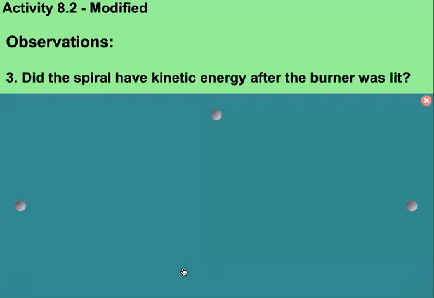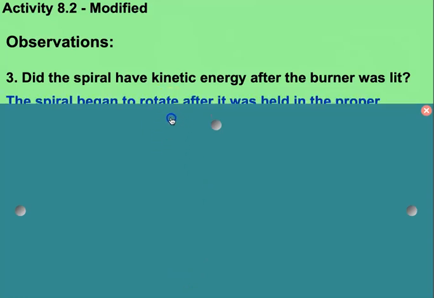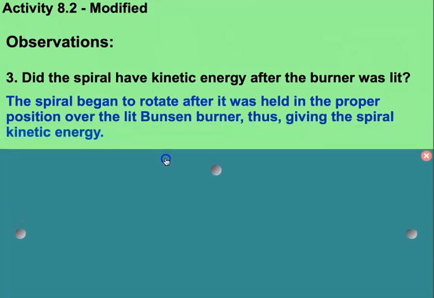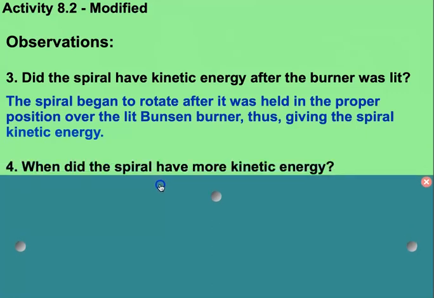Did the spiral have kinetic energy after the Bunsen burner was lit? Well, that depends upon where the spiral was being held. So the spiral began to rotate after it was held in the proper position over the lit Bunsen burner, thus giving the spiral kinetic energy. Remember, kinetic energy is energy in motion.